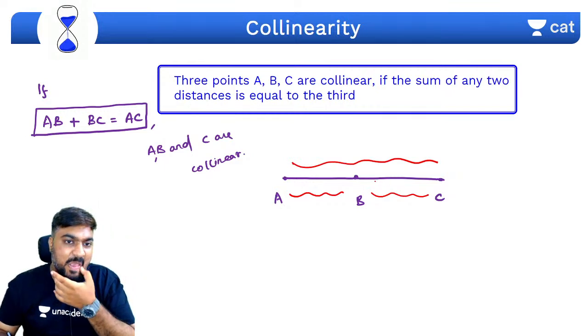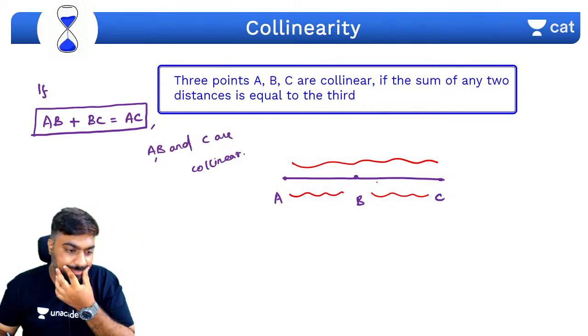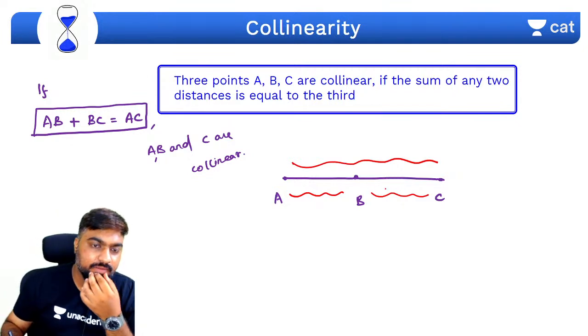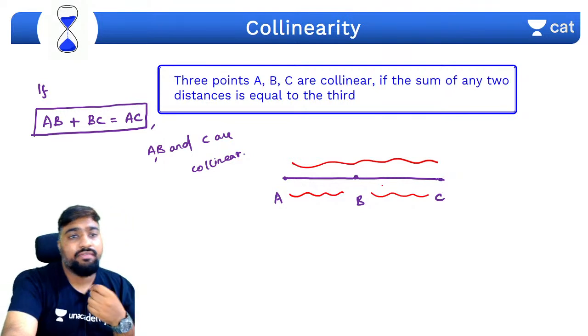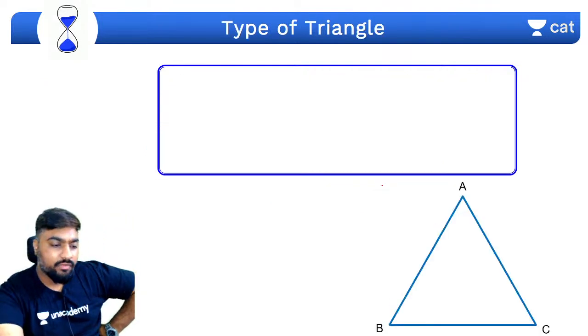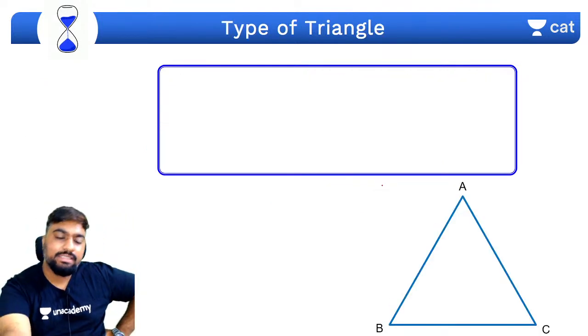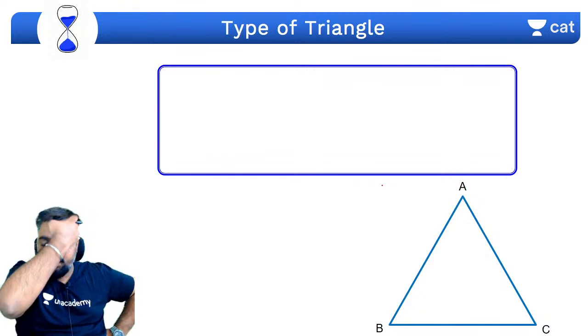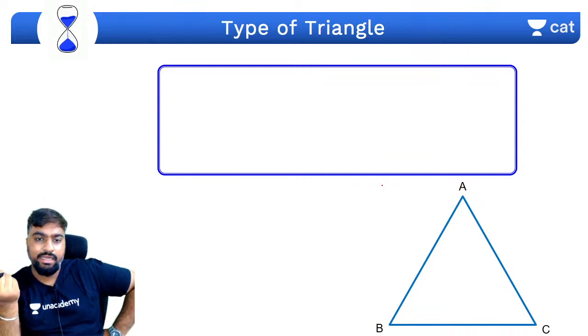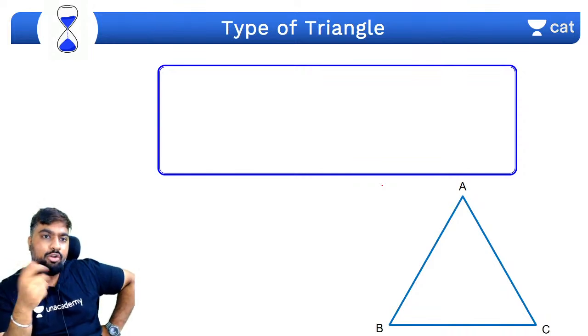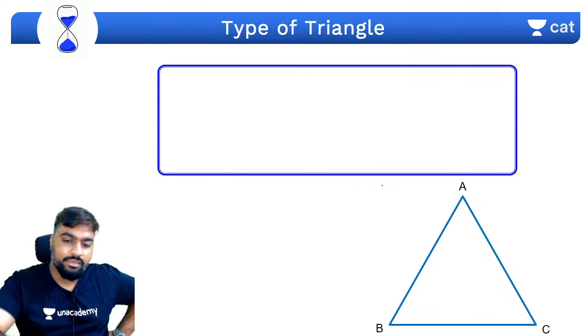Yes, are you understanding this, guys? Now if they are not collinear, then what kind of a triangle will they form? Since these are only 3 points A, B and C, however you write them in any order, they will form a triangle if they are not collinear. If they are not collinear, they'll definitely form a triangle, correct?